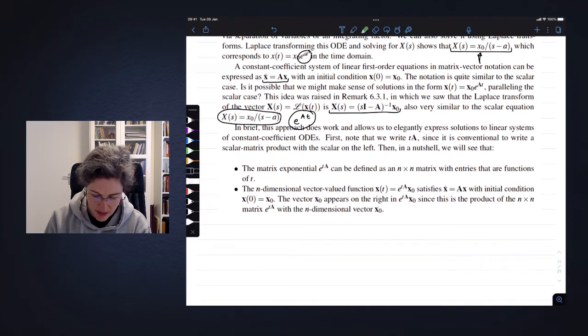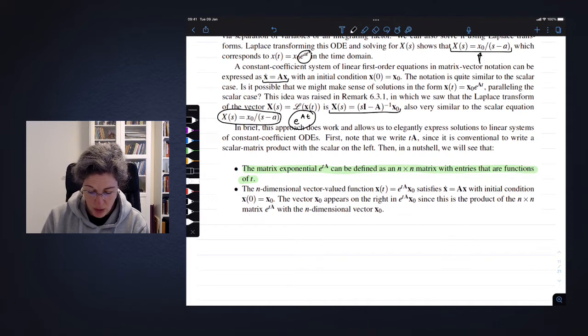So we have this crazy thing: the matrix exponential e to the tA is defined as an n by n matrix with entries that are functions of t. So even though we're writing it as e to the something, this is actually going to be a matrix. And it is furthermore going to satisfy the kinds of differential equations that we're interested in. So let's have a look at this in a little more detail, because it sounds crazy, but it might just work.